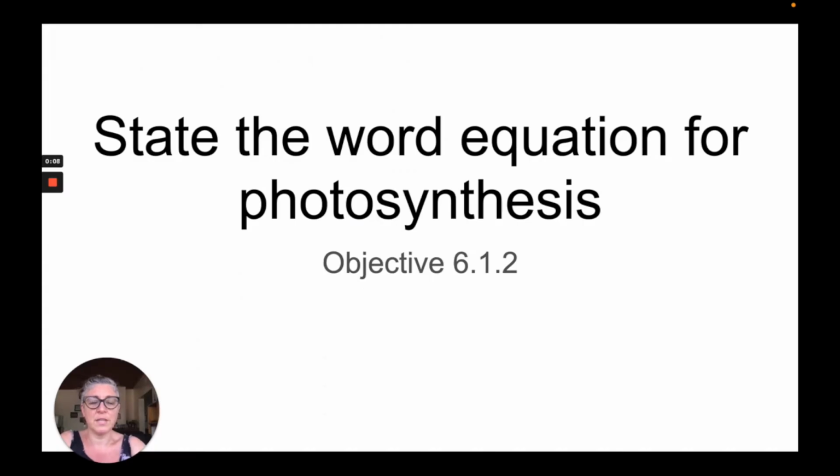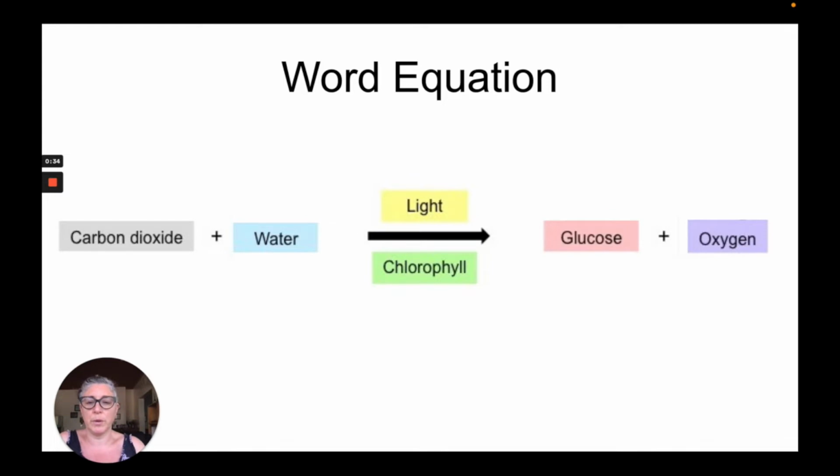This video covers the IGCSE Biology Objective 6.1.2 on the 2025 CAIE syllabus to state the word equation for photosynthesis. So here we have the word equation. The basics are here. Carbon dioxide plus water with light energy and in the chlorophyll will yield, that's what the arrow represents, we use the word yield, glucose plus oxygen.